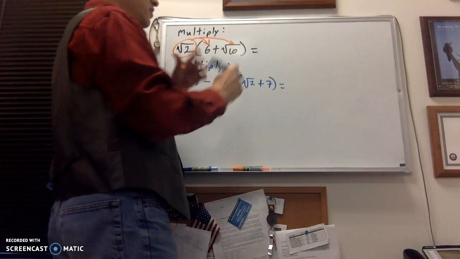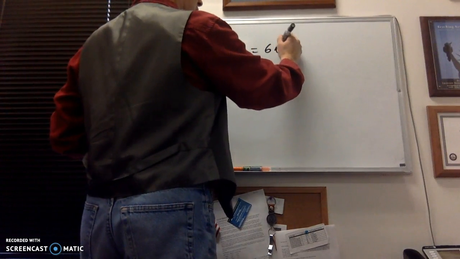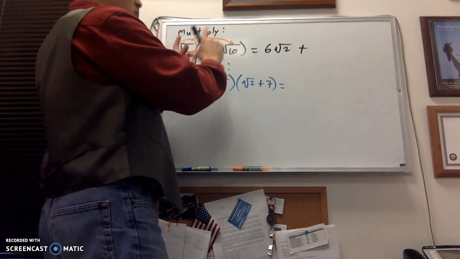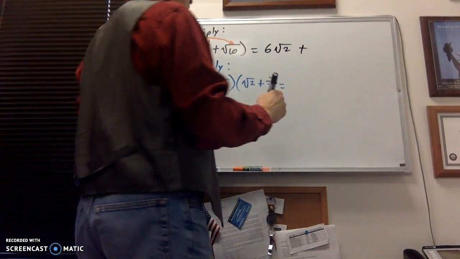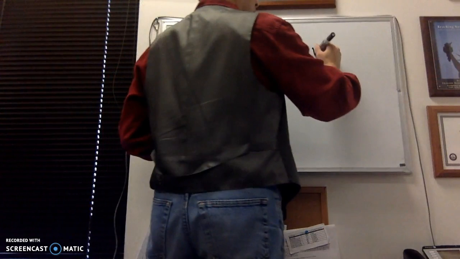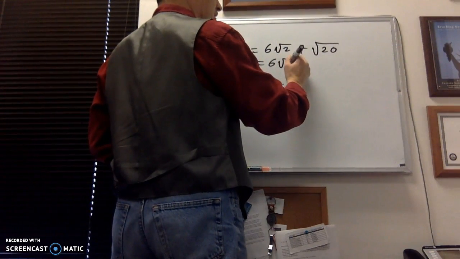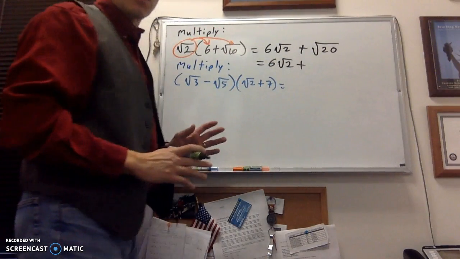So square root of 2 times 6, I'll just write it as 6 times root 2. Okay, they don't mingle. But the square root of 2 times the square root of 10 will. 2 times 10 is 20. So we're looking at the square root of 20 now. I'm not done yet. The 6 times the square root of 2, that's okay.